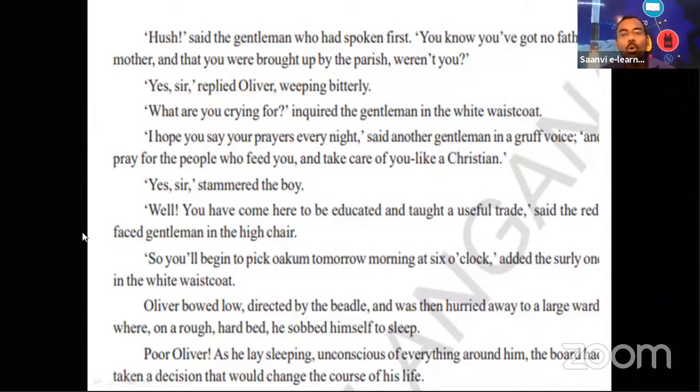So you will begin to pick oakum tomorrow morning at 6 o'clock. So this is a work which is assigned to Oliver. You will begin to pick oakum tomorrow morning at 6 o'clock.